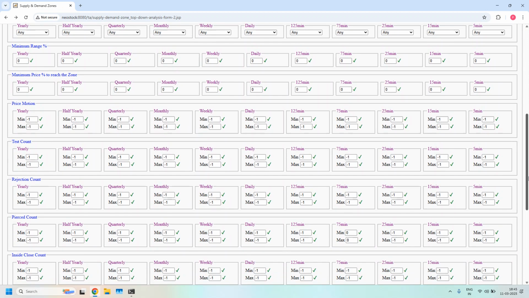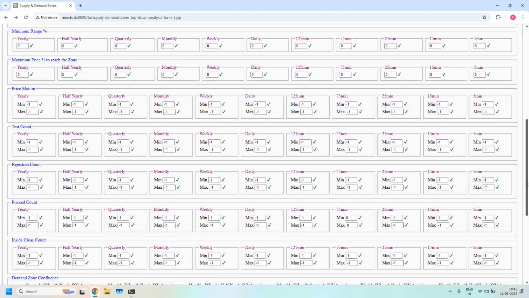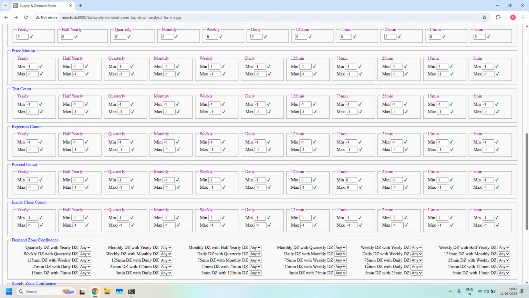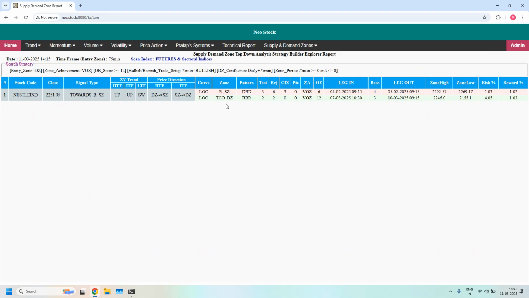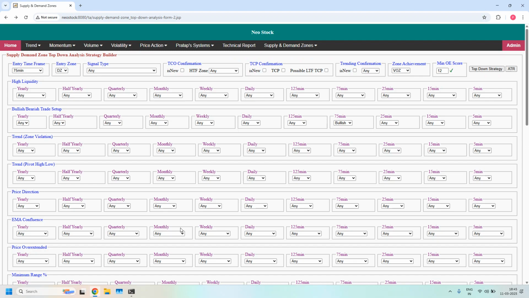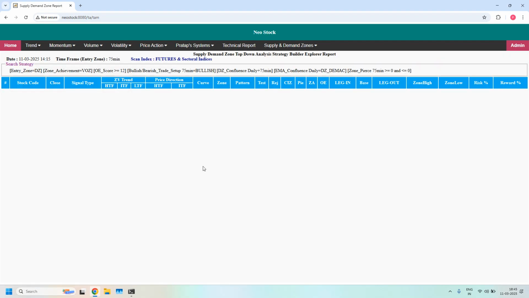In the demand zone confluence, I'm enabling the filter 75 minutes demand zone with daily demand zone confluence. So it is filtered. That means this 75 minutes demand zone is overlapped with daily demand zone, and daily trend is up. Let's check if the daily demand zone having daily EMA confluence. At a daily time frame, I'm enabling the filter daily demand zone having daily EMA confluence. So the stock is not filtered.